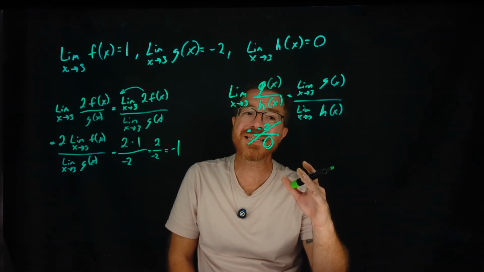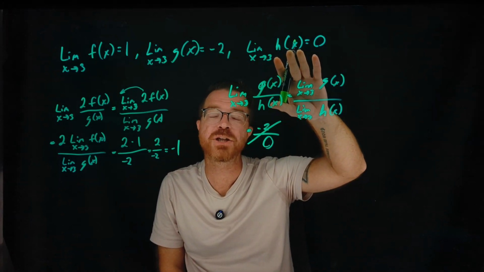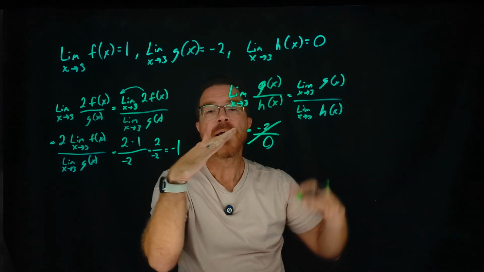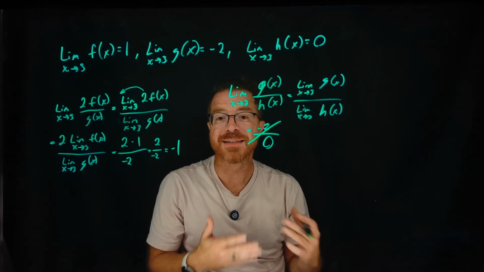So what we might have to do in this case, if we wanted to try this and we knew anything else about this function h(x), is possibly look at what is happening as we approach 3 from the left side, what is happening as we approach 3 from the right side, and then from there we might be able to get its limit.